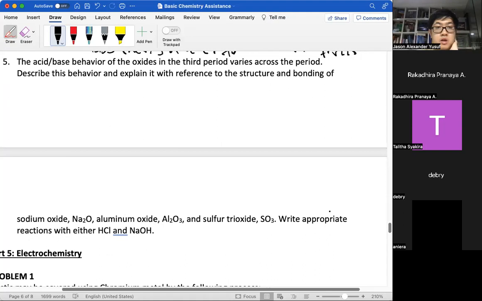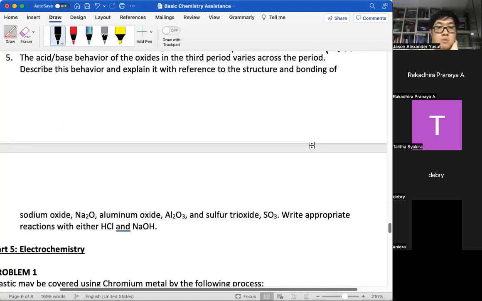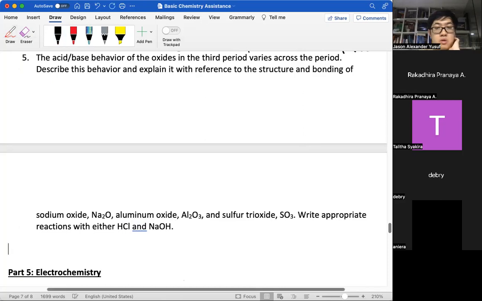And so finally is the acid-base behavior of the oxides in the third period, and to describe the structure and the bonding of sodium oxide, aluminum oxide and sulfur trioxide. Okay, so now we'll start with the bonding first. We know that Na2O is ionic, Al2O3 is ionic, SO3 is covalent. Okay.